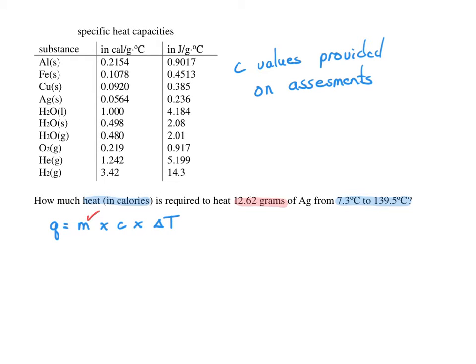Our specific heat capacity that we use is determined by our substance as well as the unit that we're asked to calculate. We want our heat capacity of silver in calories. So we're going to be using this value here.